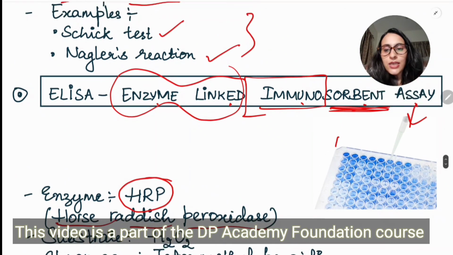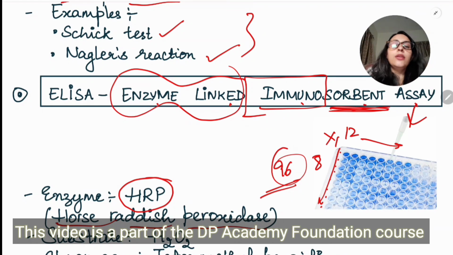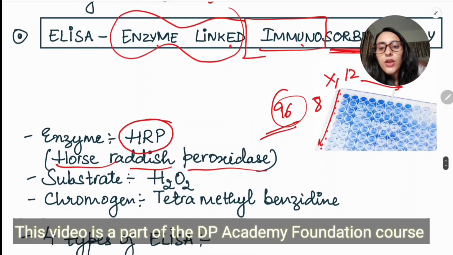So in this ELISA tray, we have some wells. Depressions are present on which we put the sample. So basically you can see 1, 2, 3, 4, 5, 6, 7, 8, 8 this side and 12 this side. So that makes it 12 into 8. That is 96 wells present, and therefore 96 tests can be done at a time in ELISA.